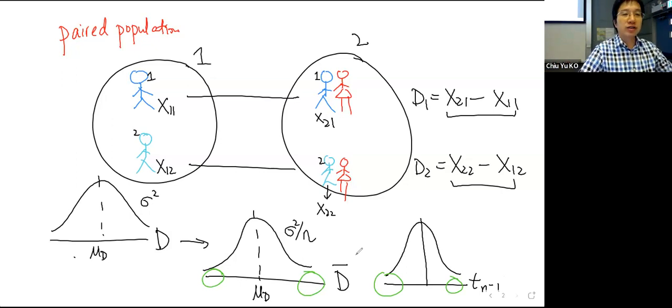In the slide, I focus on the case where we don't know the sigma square, but in case we know sigma square, then we are okay. Is that clear?